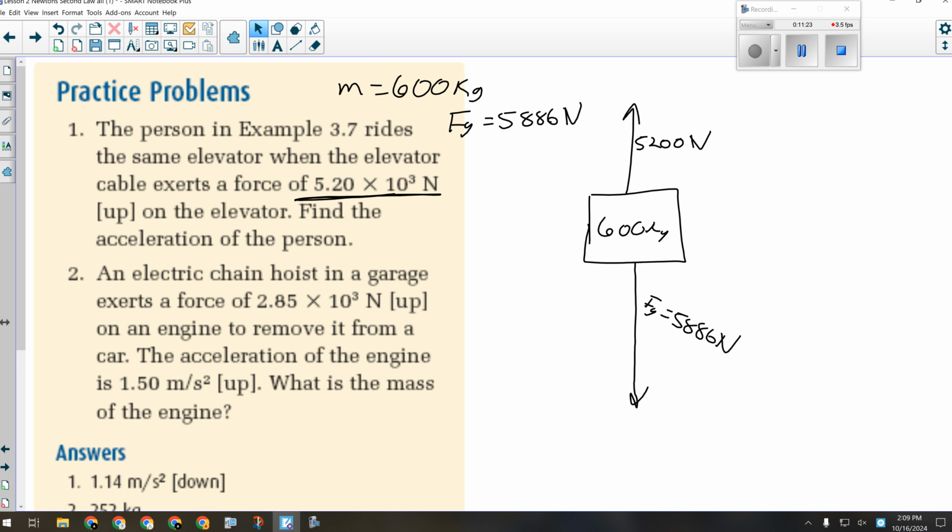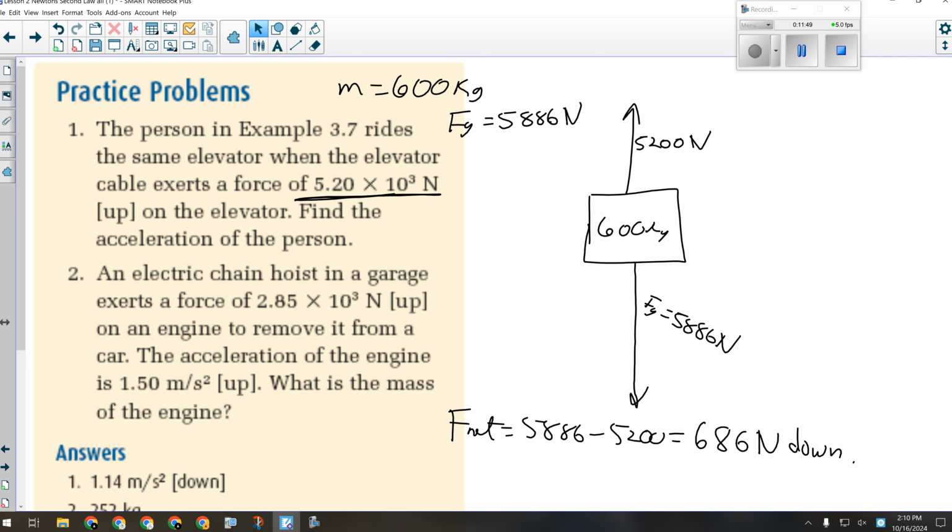Right, so now, can I still calculate F net? Same way I did the last time. Same way I do in basically every one we're going to do. 5,886 newtons minus 5,200 newtons is going to give me 686 newtons down. All right, so I know the net force is down. That means that the elevator is going to move down. It's not just going to move, it's going to accelerate.